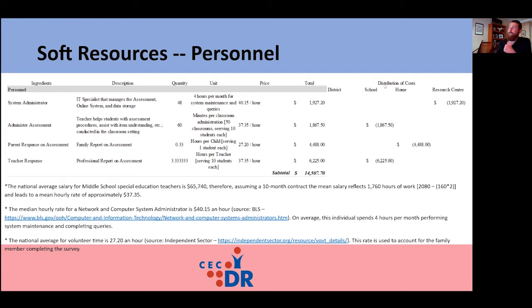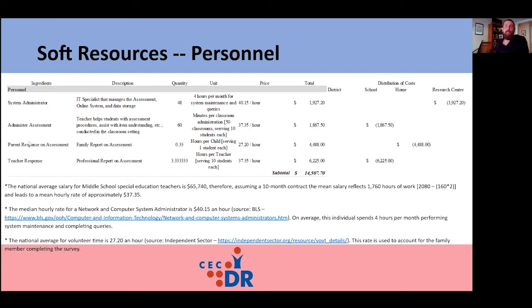And if you look at the distribution of costs, because this is also a very important aspect of cost analysis, okay, here are the costs, but who's actually bearing these costs? So you'll see that the school column is coming out of there because there's opportunity costs. The teacher could have been doing something other than taking these surveys for their 10 students, right?